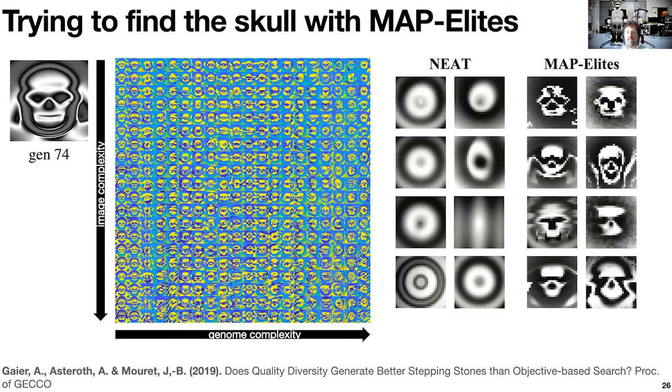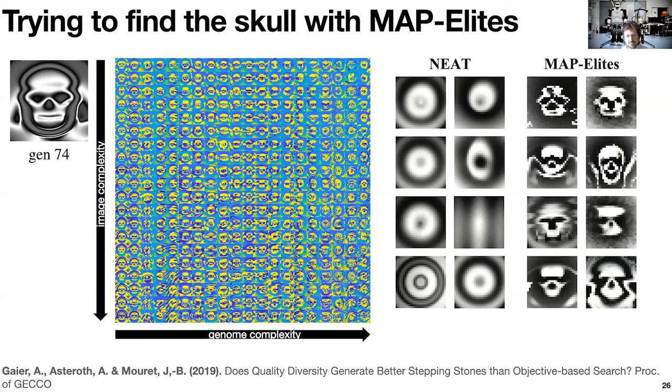in the same way as before. We know that with pure NEAT, we don't find anything. We find something with MAP-Elites. And we don't find the perfect skull, but we do find skulls. So there is a much better improvement here. That means that we have an algorithm that generates much more interesting stepping stones, because you see on the right the kind of skulls we get.